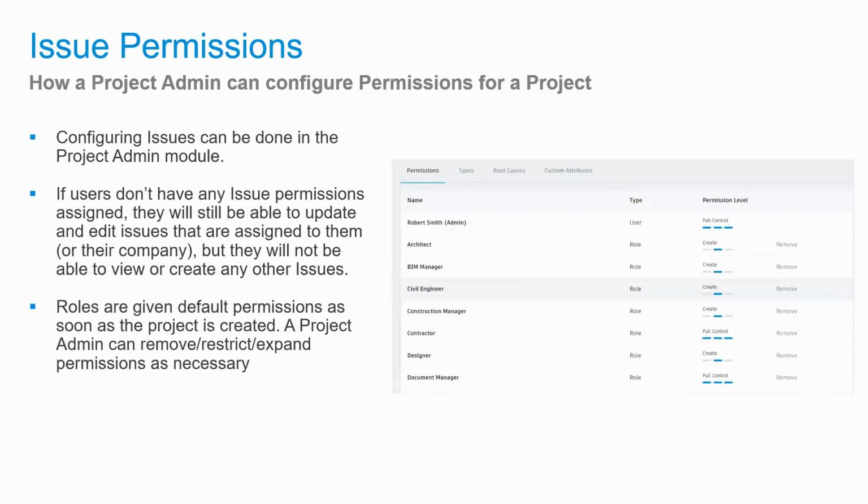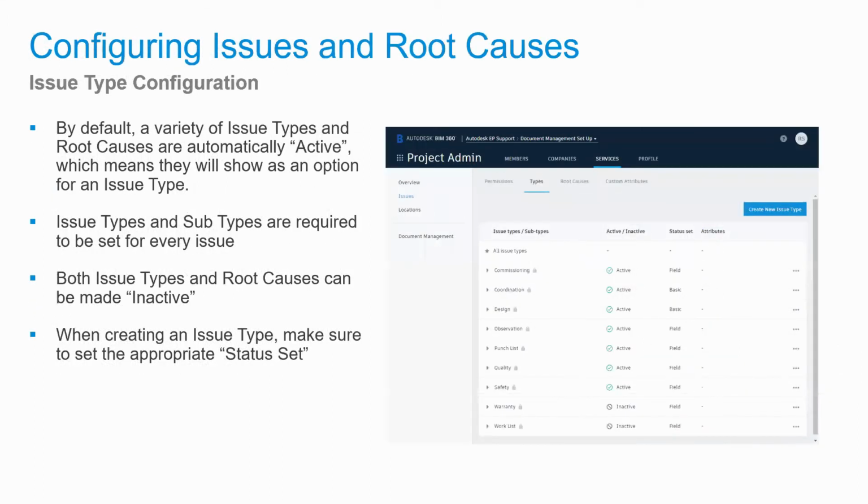Roles are given default permissions as soon as a project is created. A project admin can remove or restrict or expand permissions as necessary. By default, every issue requires a type and a subtype. To categorize issues, a project admin can customize these to tailor the types to their project team.